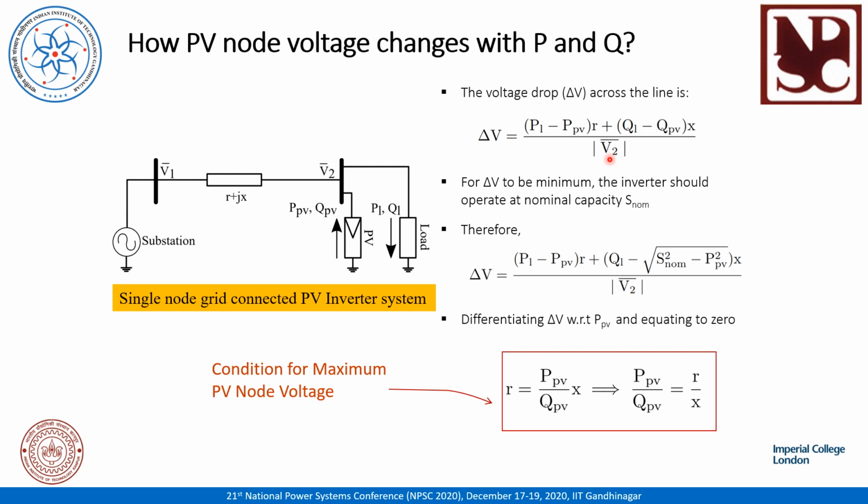From this equation, for delta V to be minimum, the inverter should operate at nominal capacity S nominal. Therefore, substituting the expression for the QPV, we found the expression for delta V as delta V is equal to (PL minus PPV) into R plus (QL minus root over of S nominal square minus PPV square) into X upon V2. Now, differentiating this above expression of delta V with respect to PPV and equating it to 0, we found R by X is equal to PPV upon QPV. Therefore, this relation has to be satisfied in order to achieve the maximum voltage regulation under any loading condition.